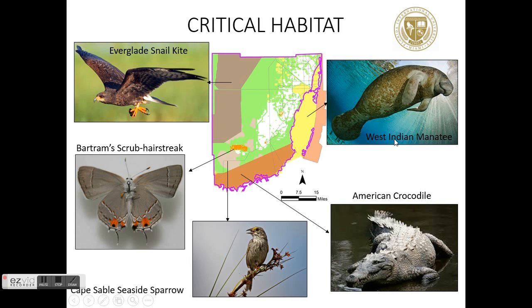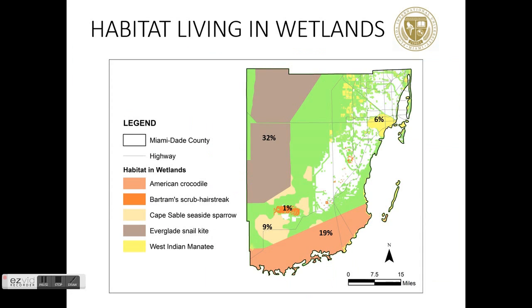The Everglades snail kite covers approximately 32% of the Miami-Dade County wetlands. The American crocodile covers 19%. The West Indian manatee covers about 6%. The seaside sparrow covers approximately 9%, and the scrub hairstreak covers about 1% of the wetlands.